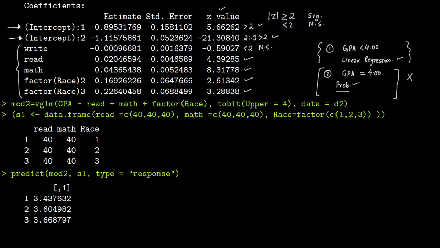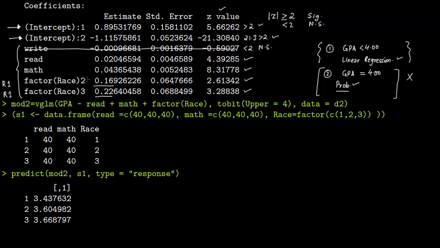We have seen that the writing score is not significant, so we are not going to touch it. This has to be dropped from the model. So we have the reading score. 1 unit increase in reading score will increase your GPA by 0.0204. 1 unit increase in math score will increase your GPA by 0.04. Now if your race changes from 1 to 2, your GPA will increase by 0.16. If your race changes from 1 to 3, your GPA will increase by 0.22.